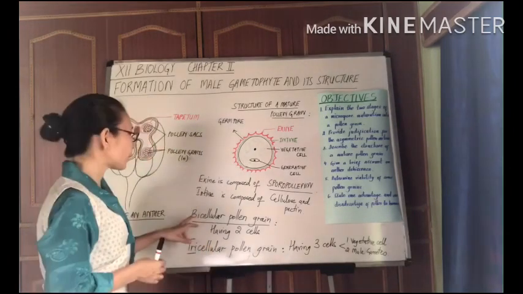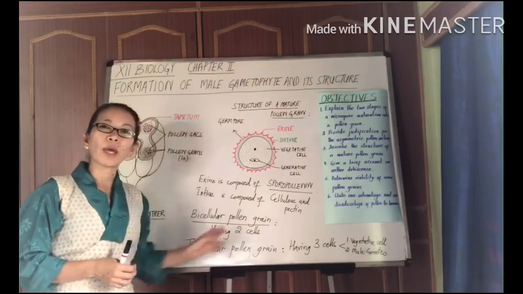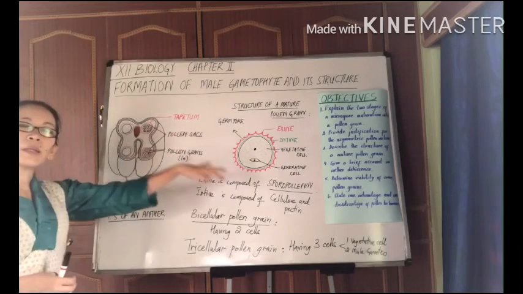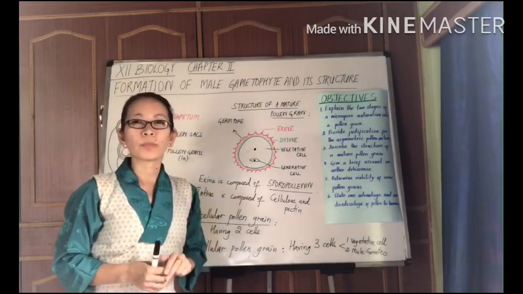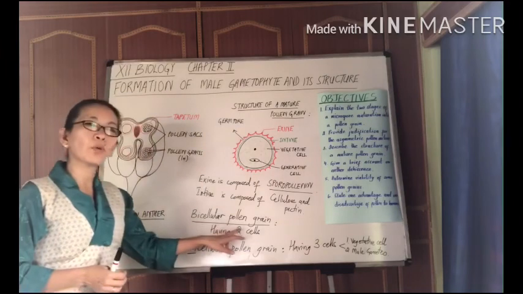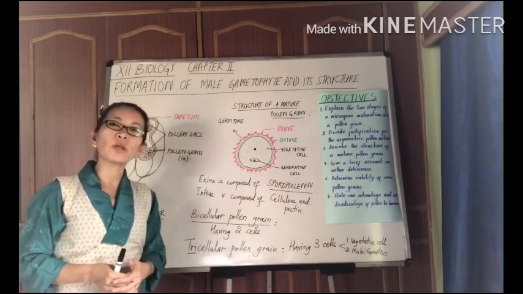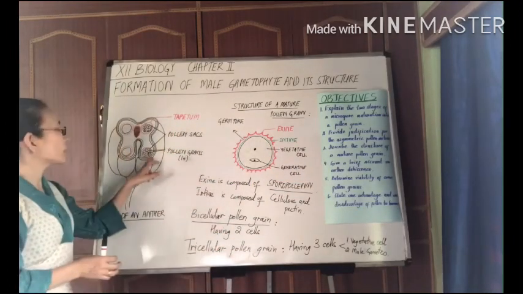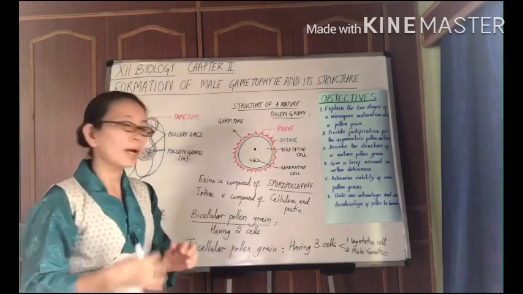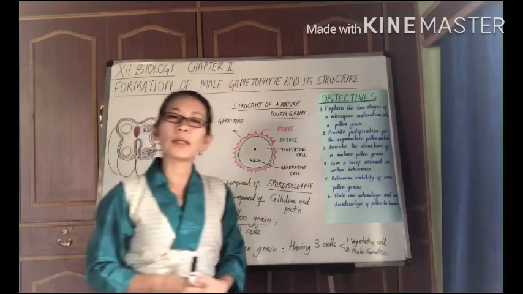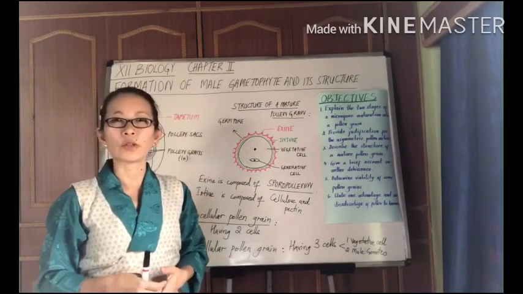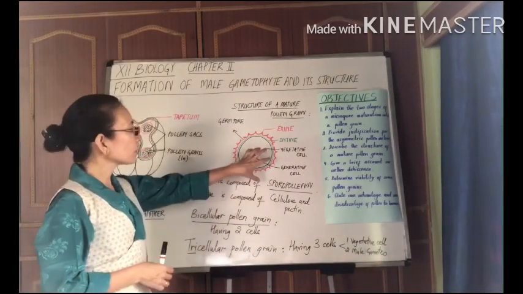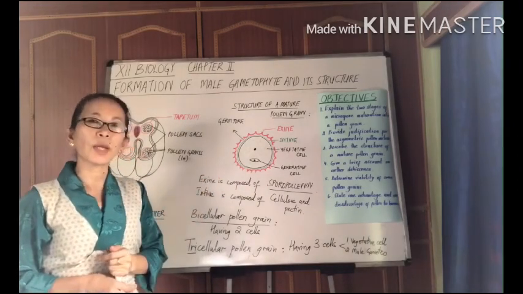So such is the case if it is a bicelled pollen grain, where the generative cell doesn't divide while it is in the anther, but it divides when it's in the pollen tube, right? And that is the bicelled pollen grain. In a tricellular pollen grain, the division of the generative cell had already completed when it is in the anther, and had already produced the 2 male gametes, which are ready for double fertilization. So this is the understanding about the structure of a typical bicellular pollen grain.